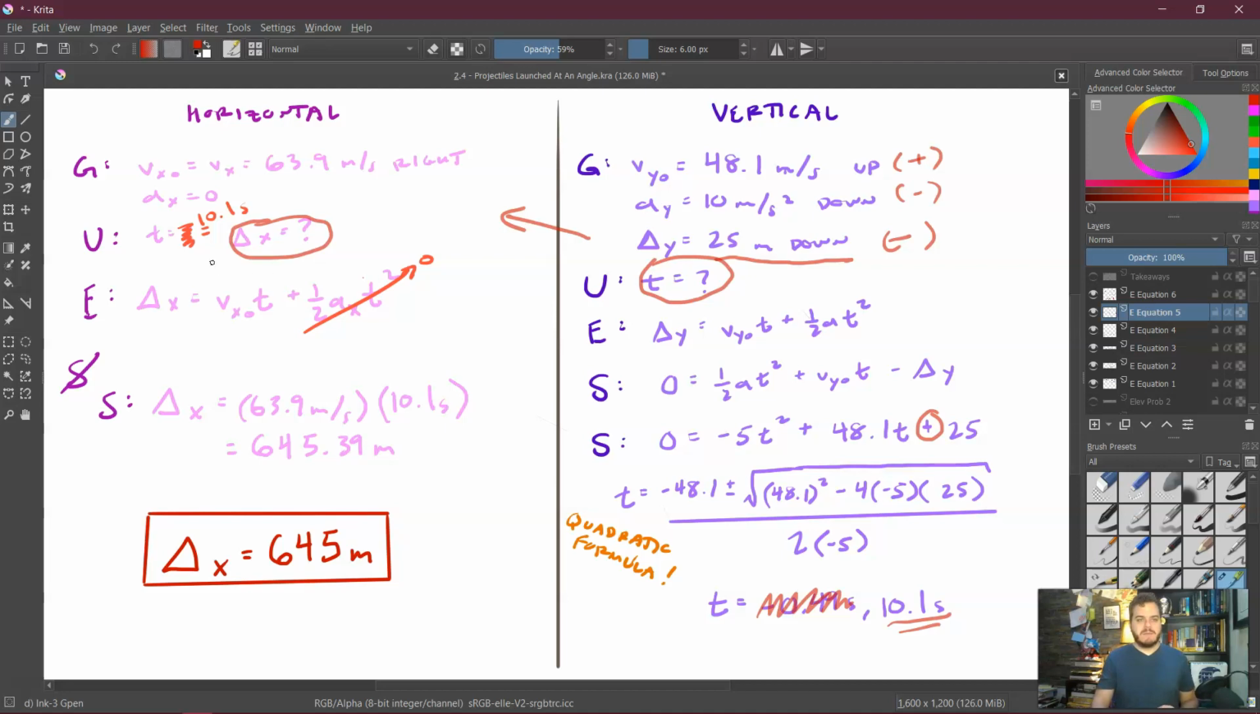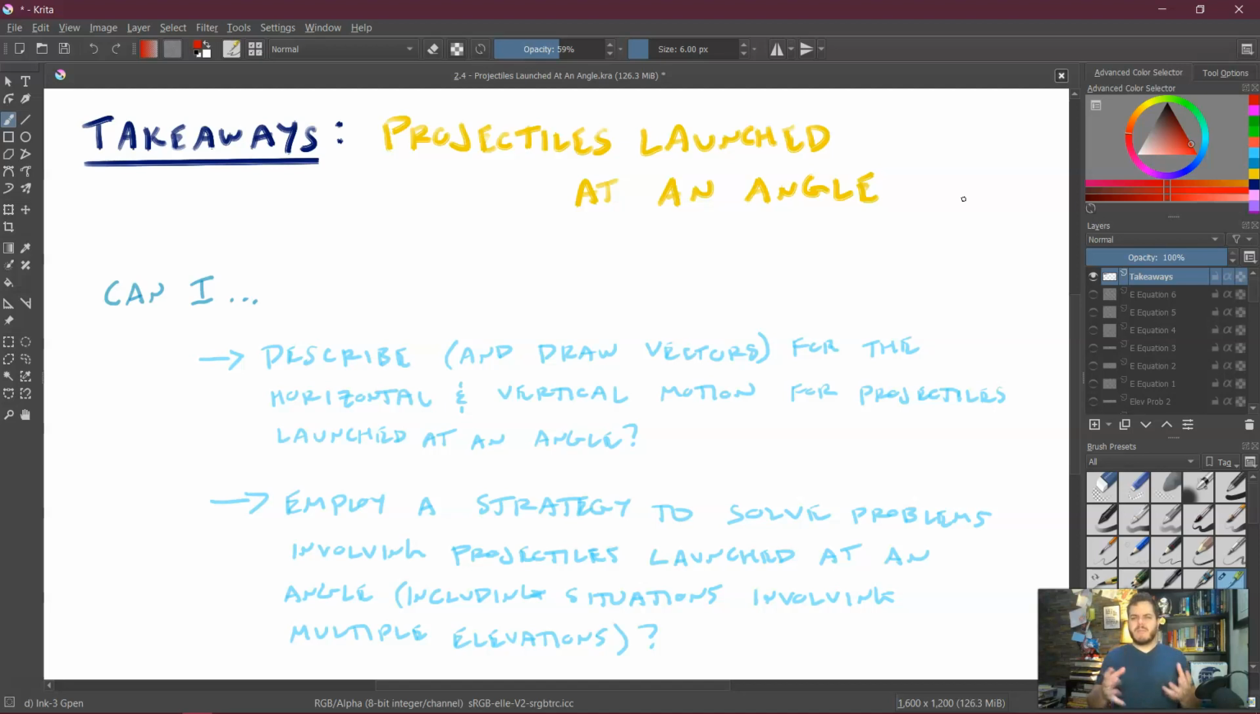So I'm now going to stick this into my other side, the horizontal side. The time is 10.1. I'm going to use the equation we typically use. This part goes to 0 because the acceleration in the x is 0. Plug my numbers in, and we get about 645 meters. Done.